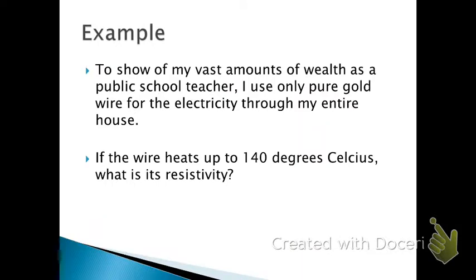So a quick example of that. I like to flaunt my vast amounts of wealth because I'm a public school teacher, which means I'm just making bank all the time. So I only use pure gold wire for the electricity throughout my entire house. So if the wire heats up to 140 degrees Celsius, what is its resistivity? Well, to answer this, I'm going to have to go look at my chart real fast.